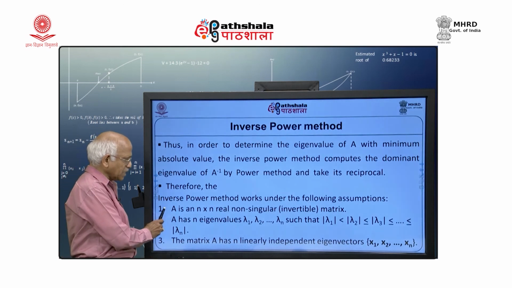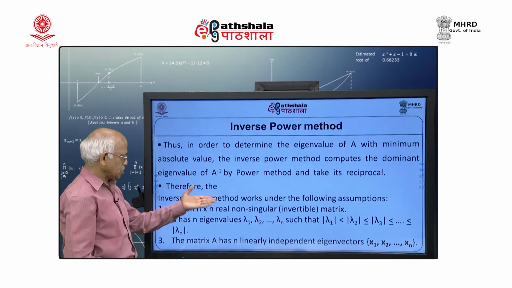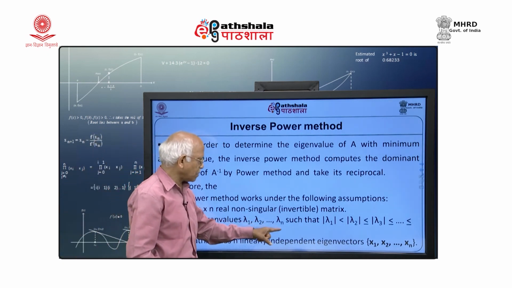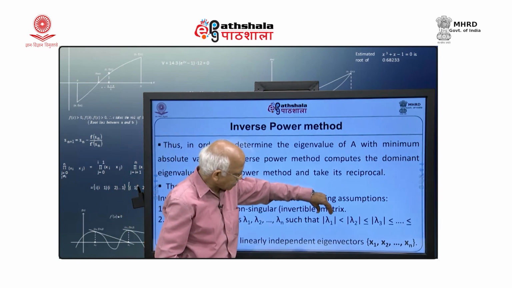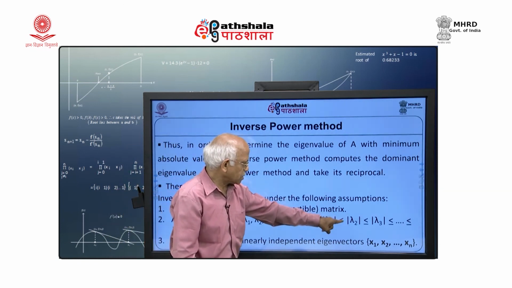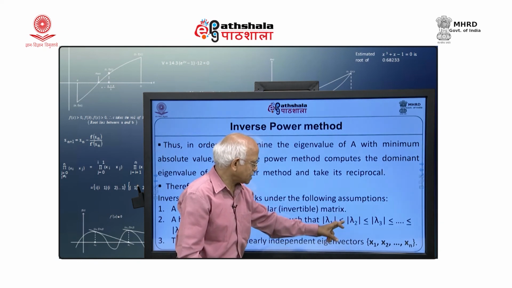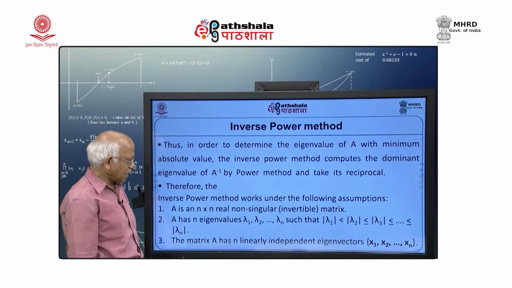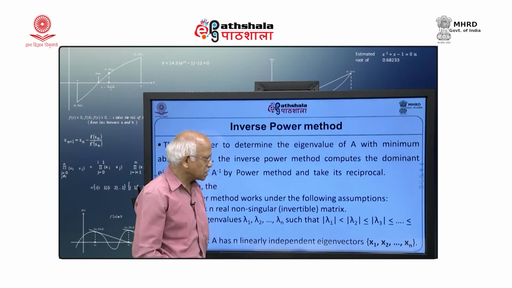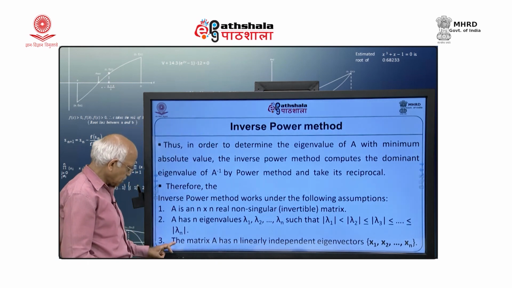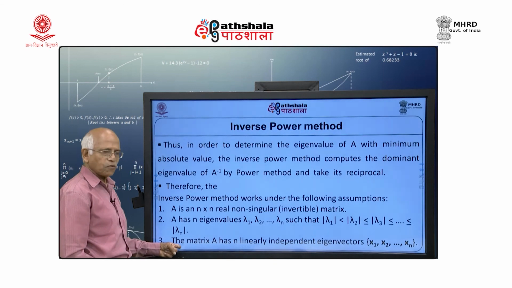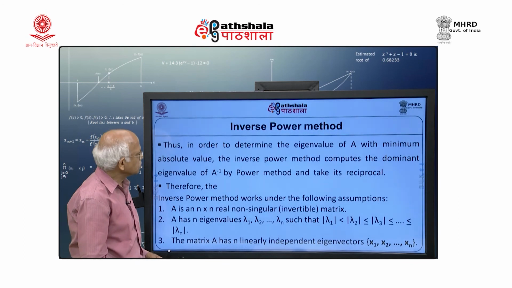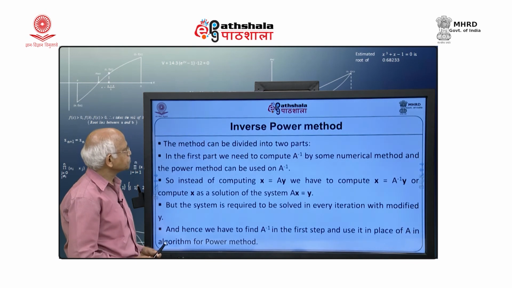The first assumption is that A has to be non-singular, otherwise this method will not work. A has n eigenvalues lambda 1, lambda 2, ..., lambda n such that mod lambda 1 has to be distinct from all others, so it should be strictly less than mod lambda 2 and so on, and the matrix A has n linearly independent eigenvectors x1 bar, x2 bar, ..., xn bar. This assumption is required for power method application, and therefore all three assumptions are required for the working of the inverse power method.